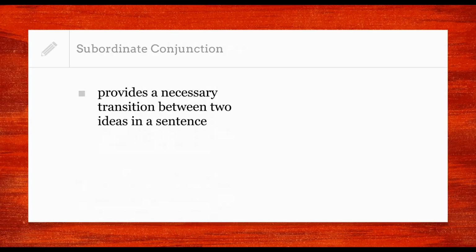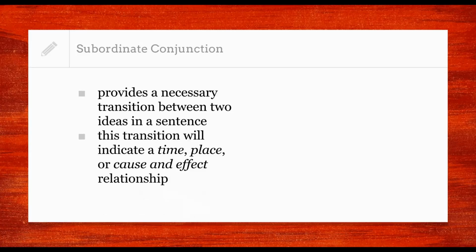So let's talk about those conjunctions. Subordinate conjunctions provide a necessary transition between two ideas in a sentence. That if in our previous example is really important. This transition will indicate maybe a time, place, cause and effect relationship. So in our previous sentence, it was that cause and effect, right? If this happens, then this will happen.